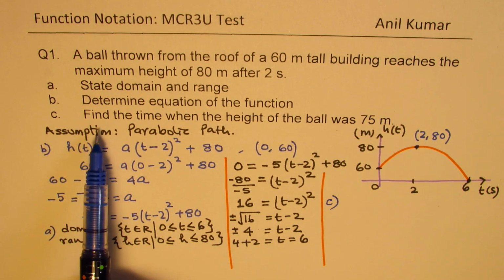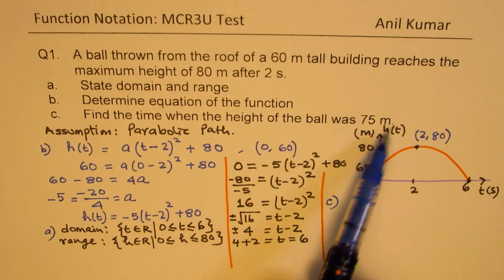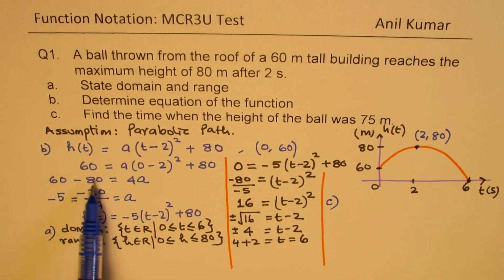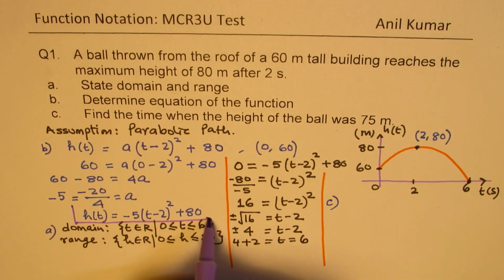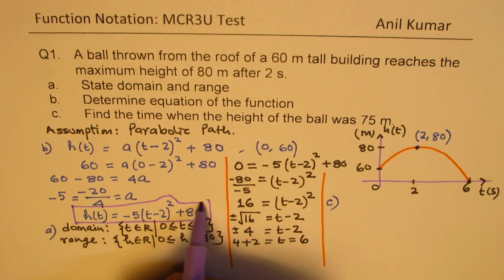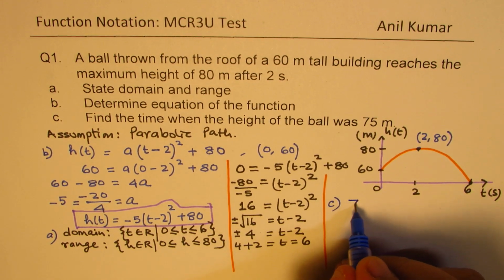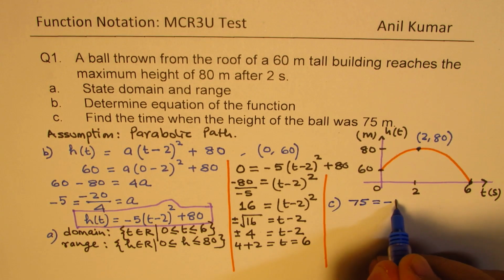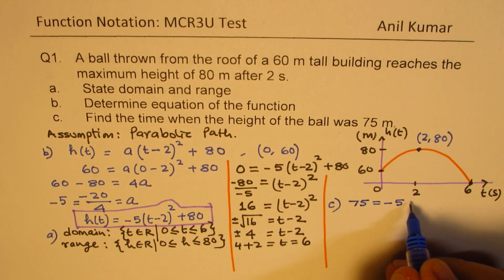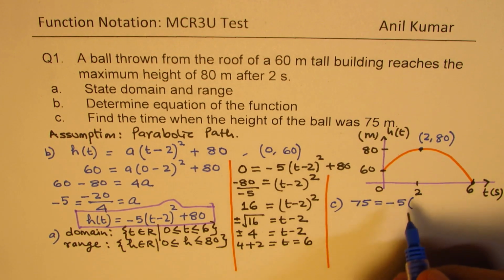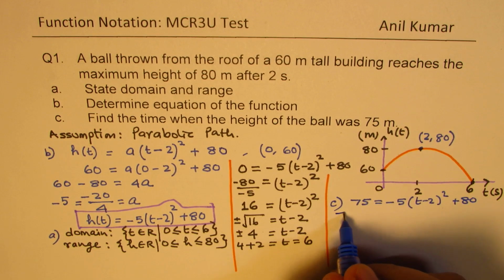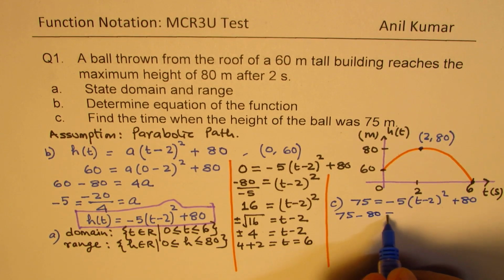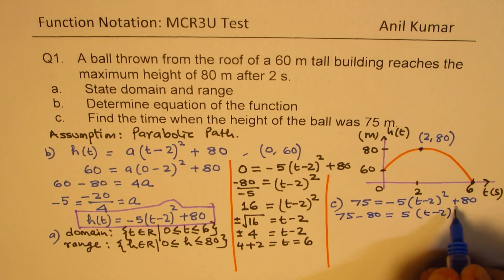Now let's try to answer part C. Part C is find the time when the height of the ball is 75 meters. So we'll now substitute 75 in our equation, which is right here. Substituting 75 for height, minus 5 times (t minus 2) whole square plus 80. Let's bring 80 this side. So we get 75 minus 80 equals to 5 times (t minus 2) whole square.